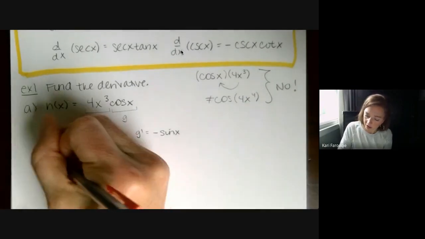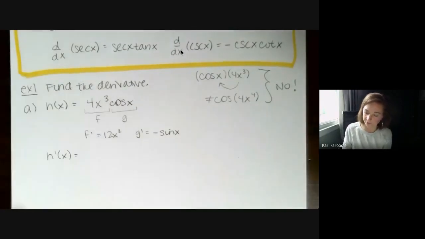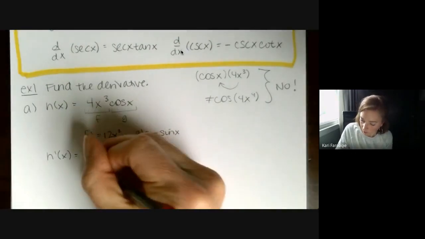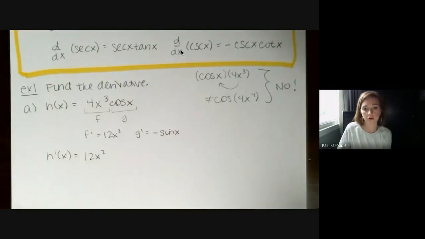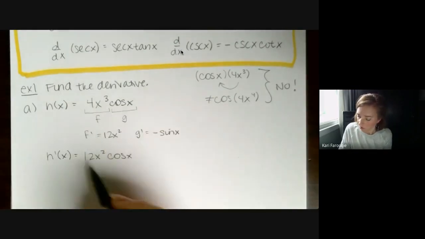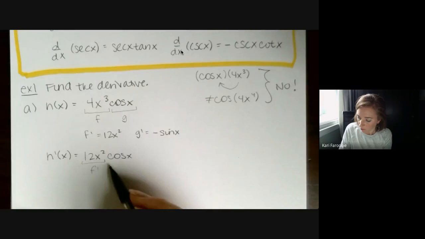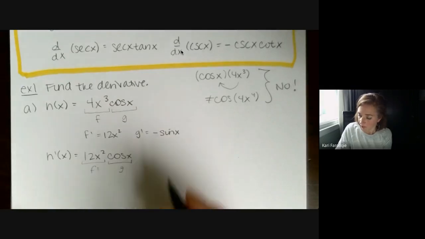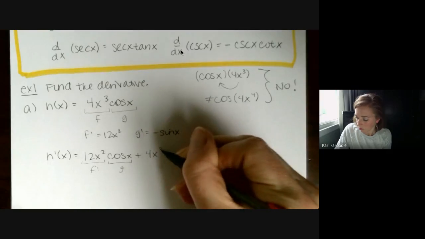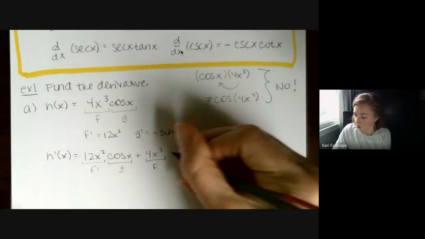So to take the derivative of h, we're going to take f prime g, so 12x squared times the cosine of x is our f prime g, and then plus f, and then g prime.